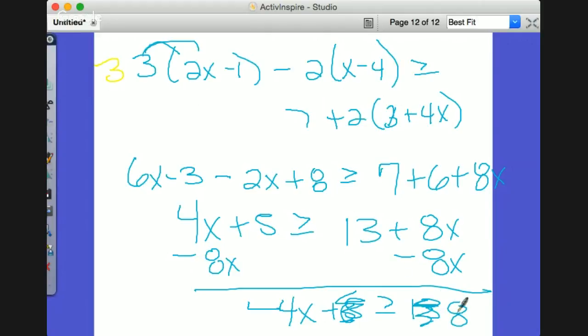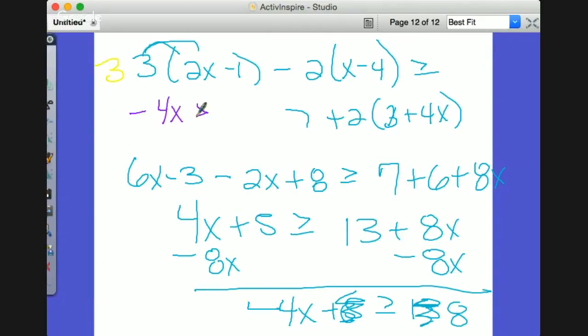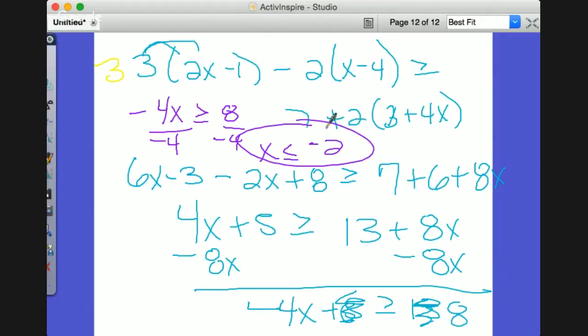So if I've got negative 4x is greater than or equal to 8, what I'm going to do is I'm going to put this right here because I think this is important. Negative 4x is greater than or equal to 8. What do I do to solve for x? Flip the sign. Good. But if I divide by negative 4, you said it, Justin, flip the sign to where now it is x is less than or equal to negative 2. Anytime I divide by a negative, I have to flip the sign.